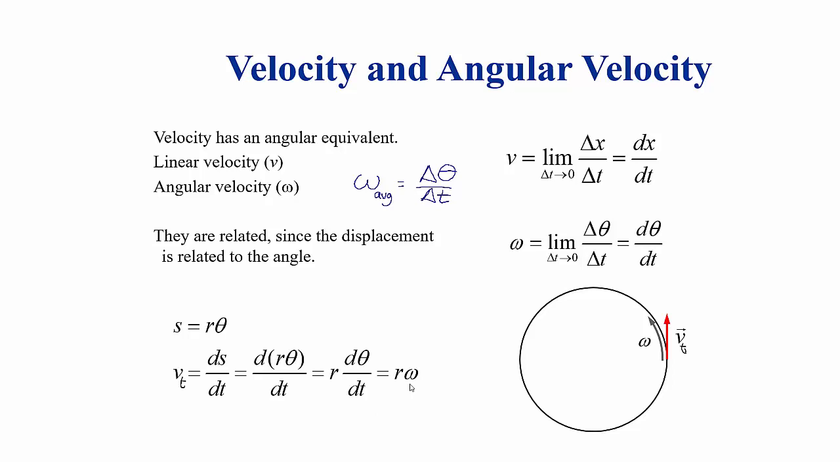And these are important relationships. If you have a ladybug that's sitting on the edge of a turntable and that turntable is going around, they might talk about the angular speed of the turntable. But that ladybug going around in a circle has a certain tangential speed as it's going around. And so that tangential speed will be r times the angular speed. The farther away it is from the center, the bigger that tangential speed is, even though the angular speed is the same.